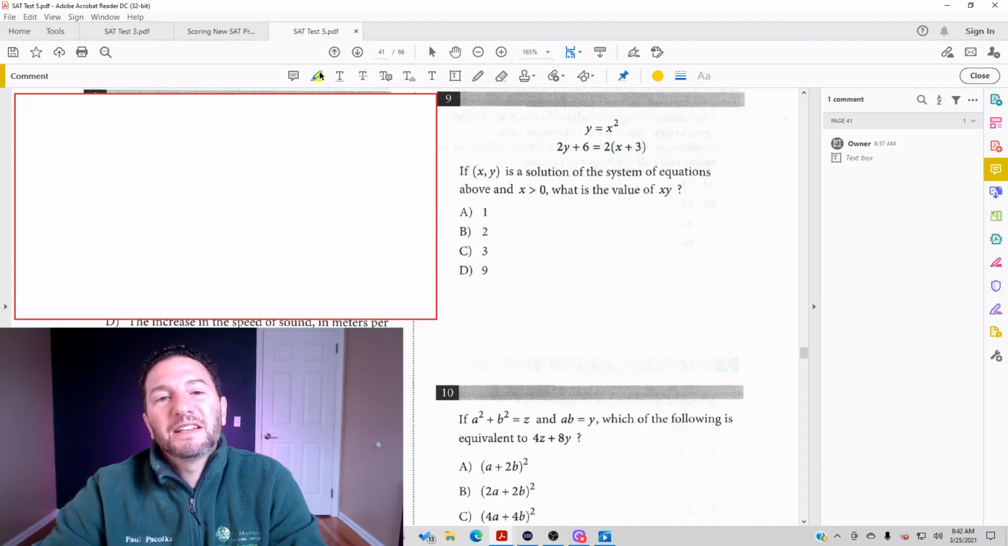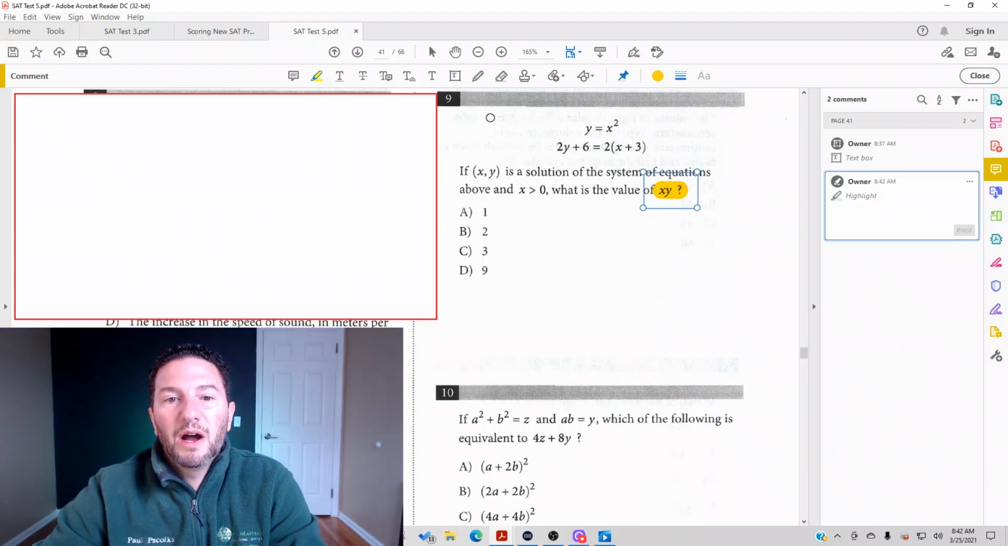And today we're going to look at Test 5, Section 3, Number 9, which reads, if xy is a solution to the system of equations above and x is greater than 0, what is the value of xy?